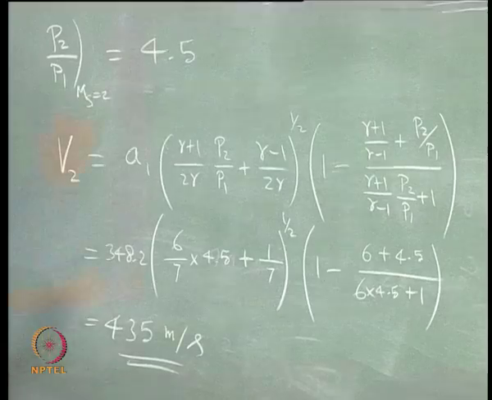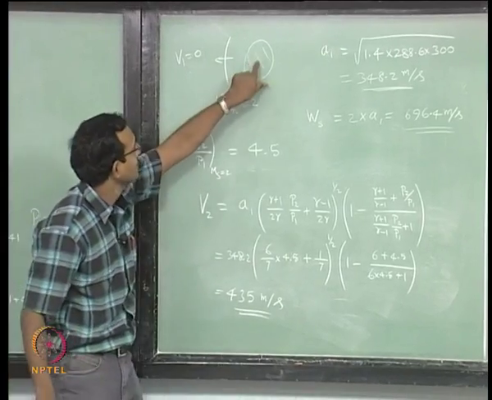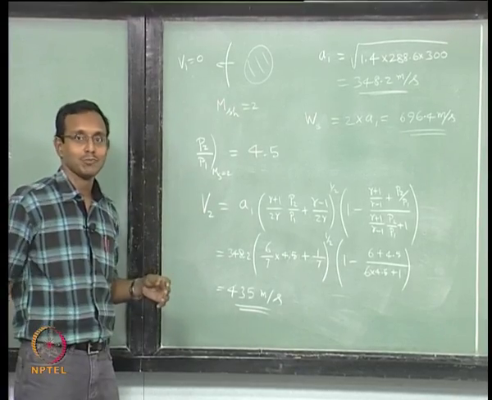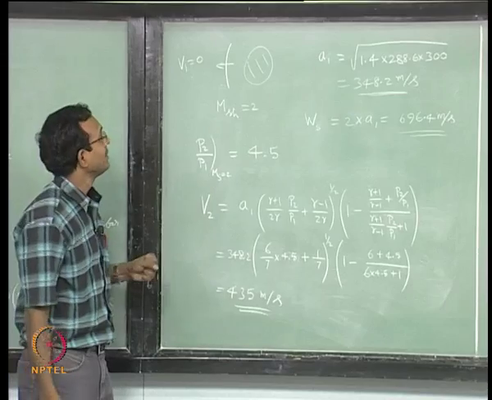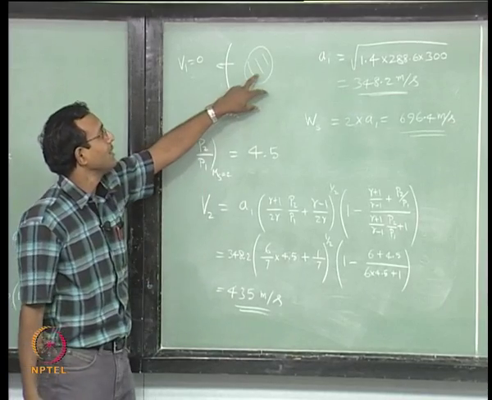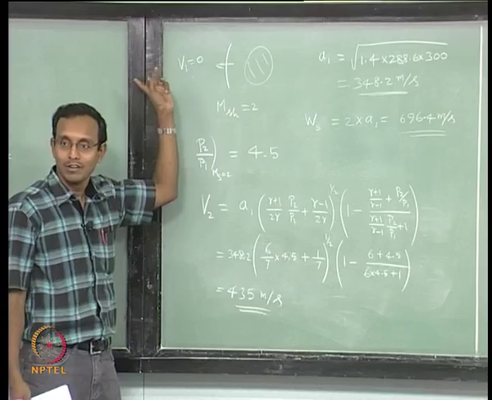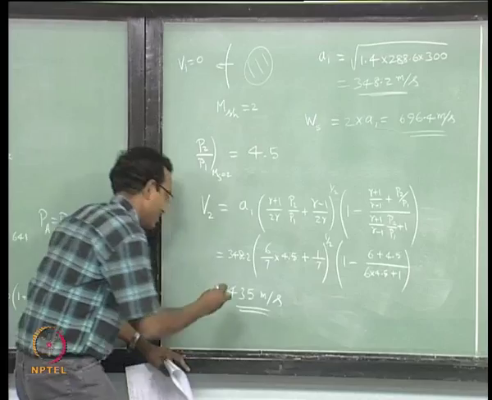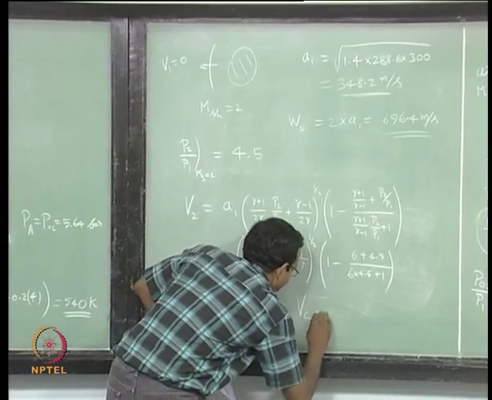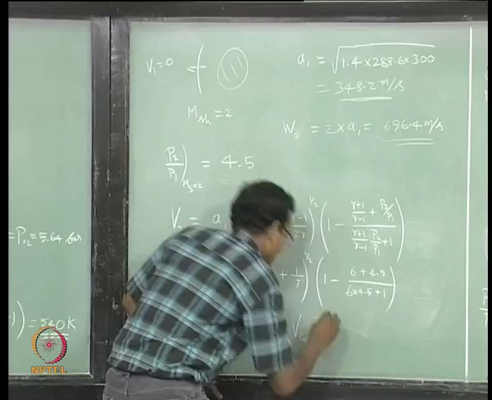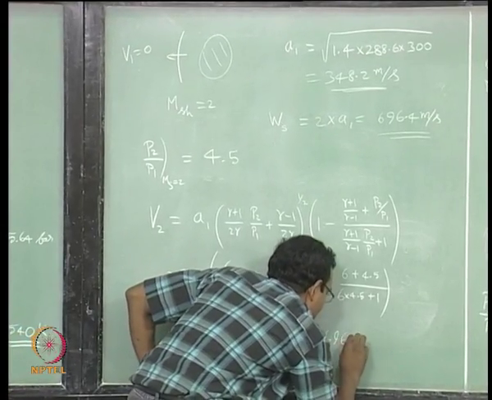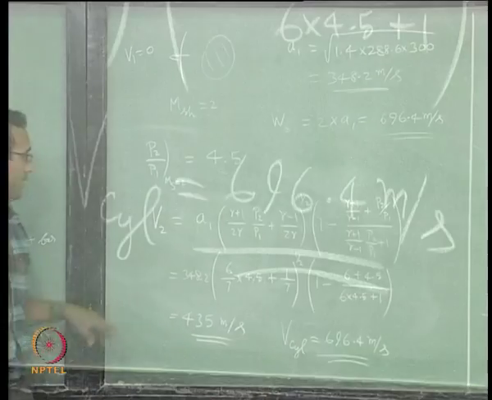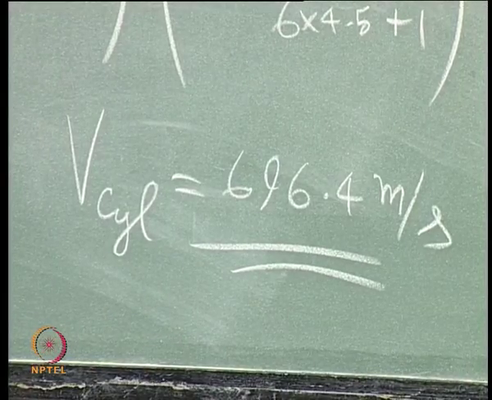Okay. Now my critical question, what is the velocity of the cylinder with respect to my outside reference frame? We said that was moving at Mach 2, which means that will be equal to 2 times a1. I will just write velocity of cylinder. V cylinder is equal to 2 times a1 as 696. Okay. V2 happens to be this value.